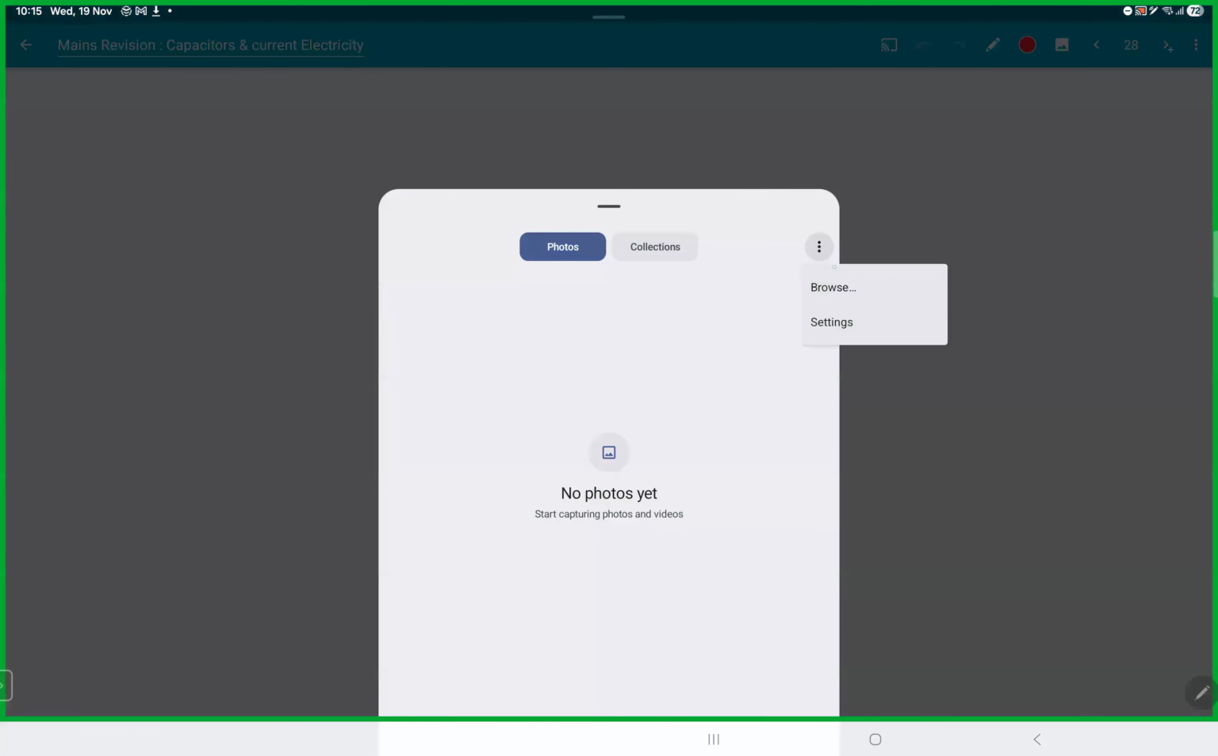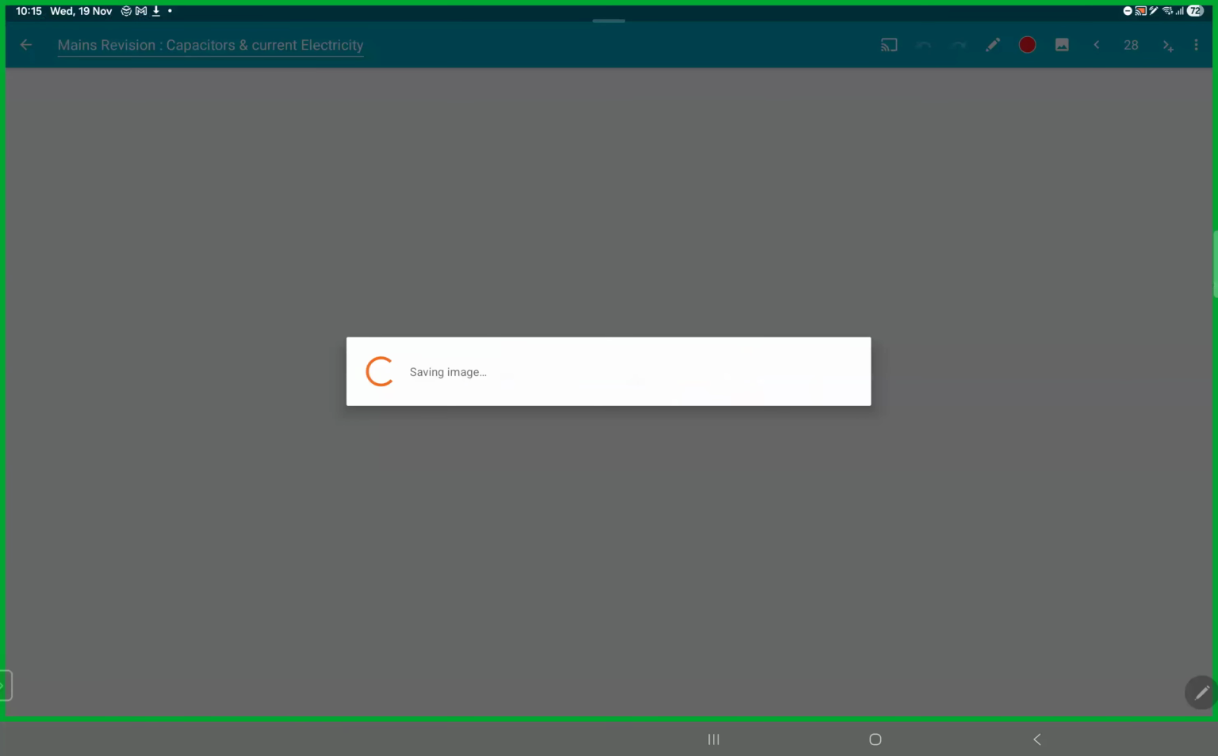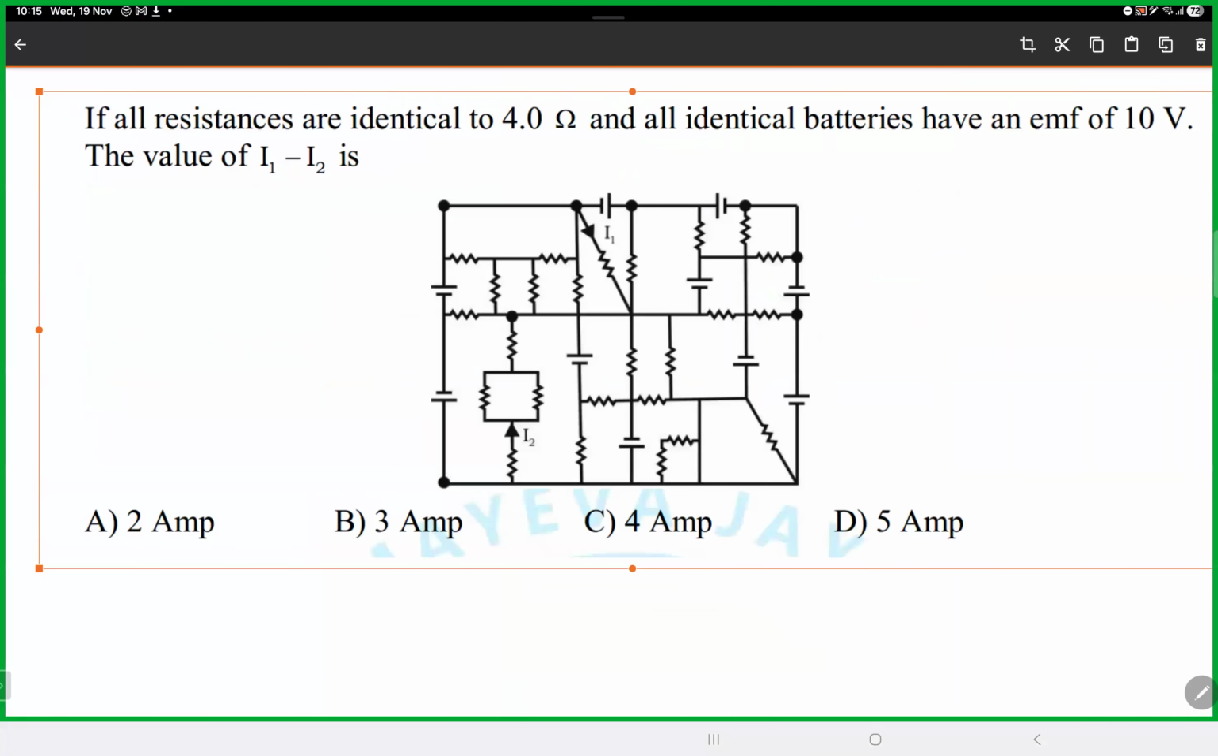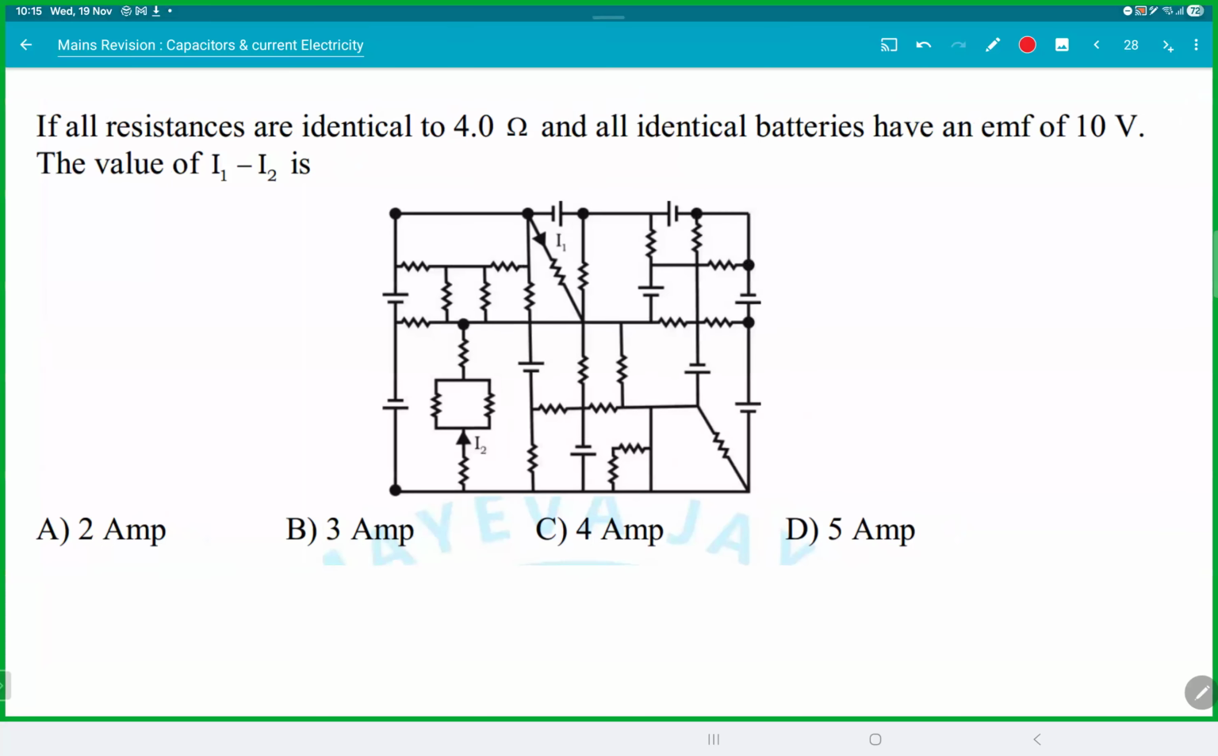There is one more like this. I hope this you remember, I'm sure. The maze. This current is I2 and this current is I1. Find I1 minus I2. Yeah, people do remember.